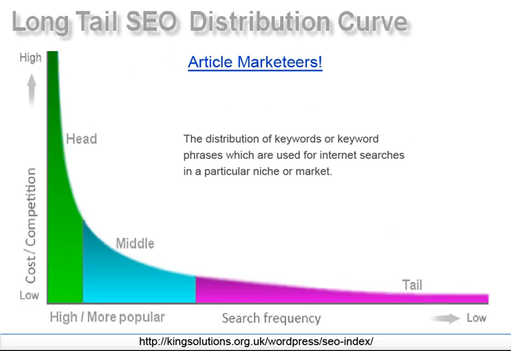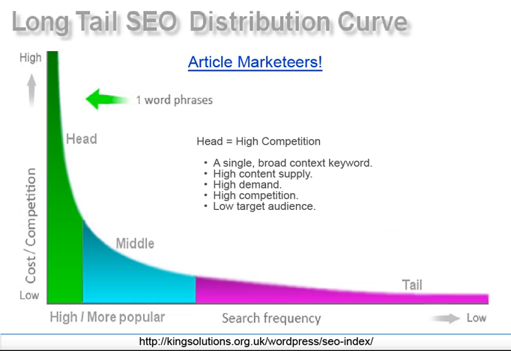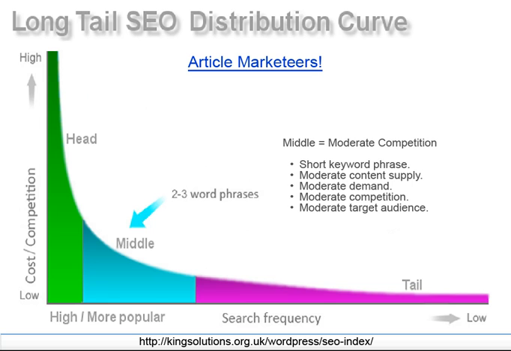For article marketeers, the long tail refers to the distribution of keywords or keyword phrases which are used for internet searches in a particular niche or market. That means the head of the long tail distribution curve is a single broad context keyword. It has a high content supply combined with a high demand and high competition, but it has a low target audience. The middle of the distribution curve has 2 to 3 keywords and will have moderate content supply, moderate demand and moderate competition, and of course a moderate target audience.